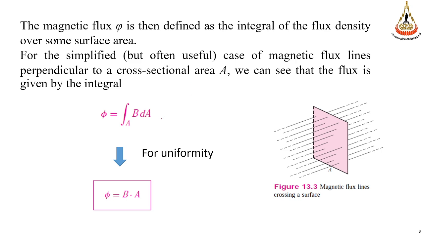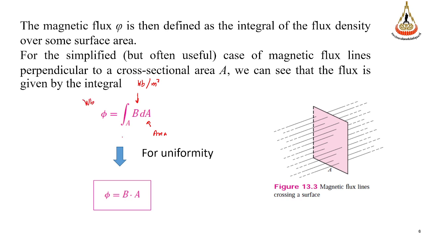In reverse, the flux is the integral of Weber per square meter, right? Weber per square meter integrated over dA is flux. dA is area, right? This is area. Okay, flux is Weber.